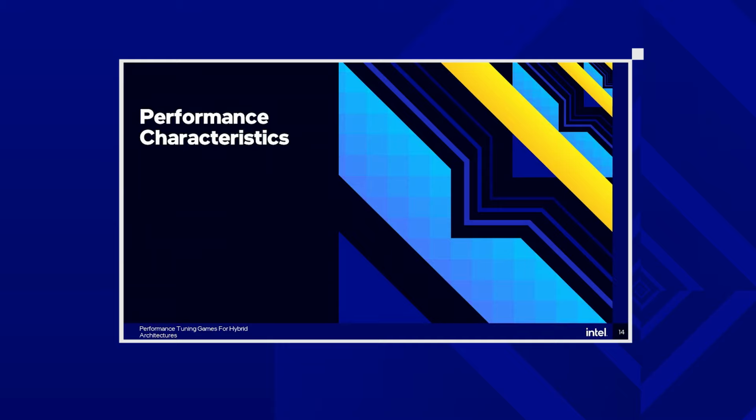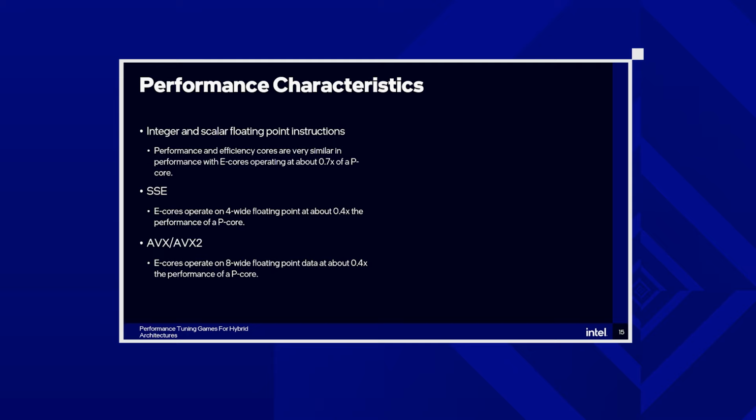So let's talk about some of those performance characteristics. For integer and floating point instructions, performance is about equal between P-cores and E-cores, with E-cores operating at about 70% of a P-core, or 0.7x. SSE floating point operations are a bit slower on E-cores. 4-wide floating point operates at about 0.4x the performance of a P-core. And on AVX and AVX2, E-cores operate on 8-wide floating point data at about 0.4x the performance of a P-core.